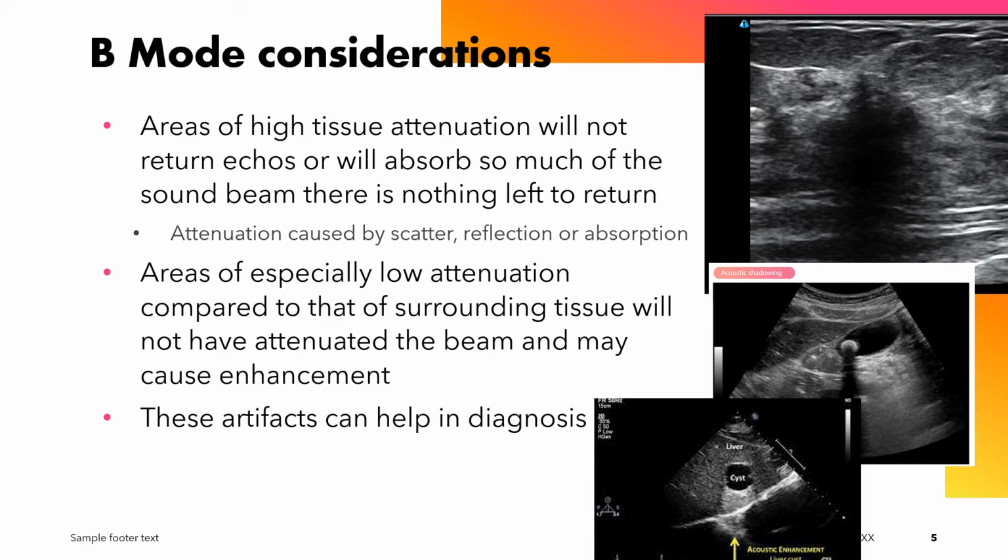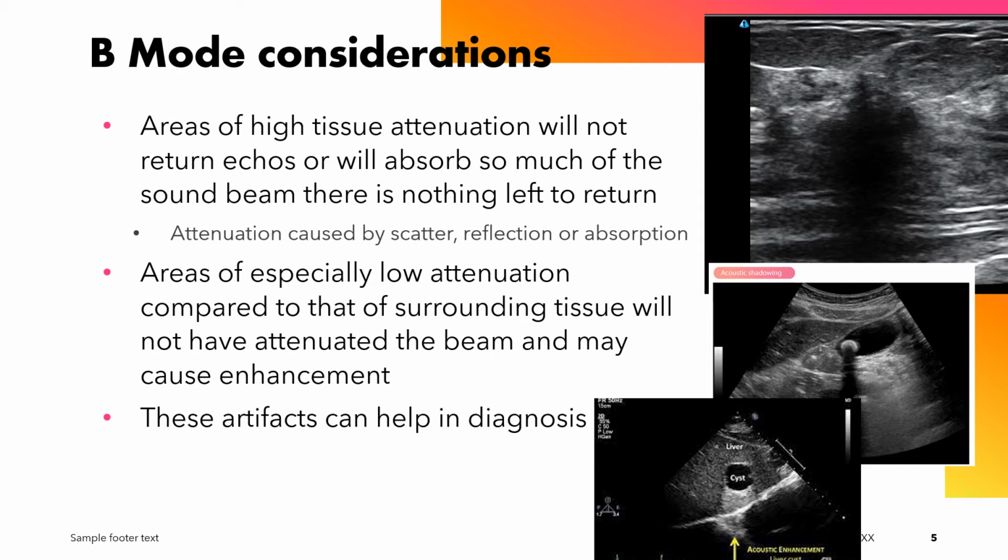Some important considerations we have to have when we're completing our B mode scanning is we have to have the understanding that areas of high tissue attenuation will not return echoes or will absorb so much of the sound that there will be nothing left to return. So the basic definition of attenuation in ultrasound is tissue that either scatters, reflects, or absorbs the sound wave.